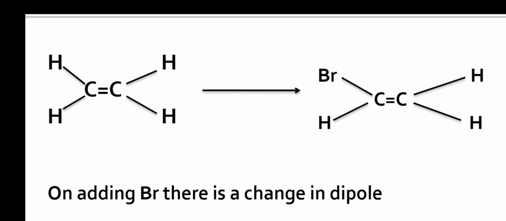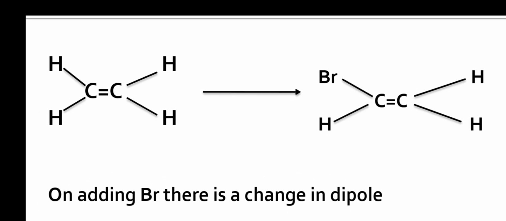Now, as you can see in this example of ethylene, first of all, ethylene doesn't have any type of negative charge in it. That's why there is no change in dipole. And when a bromine atom is replaced with the hydrogen atom, then the bromoethylene compound shows a change in dipole moment.